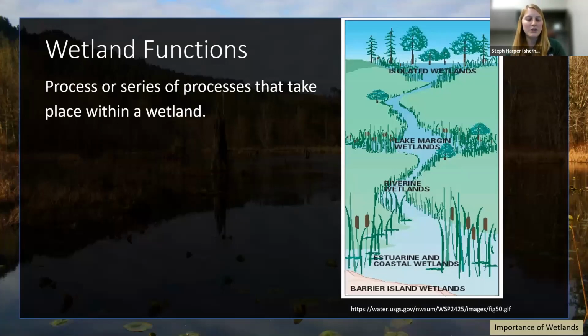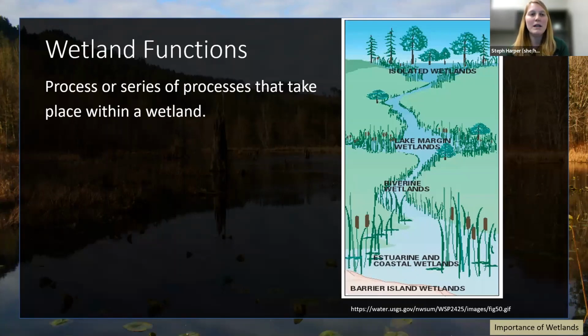So I'm going to transition from the identification of wetlands straight into why wetlands are important. We know there's a lot of diversity. We know that they are throughout the entire landscape. What makes them so important?